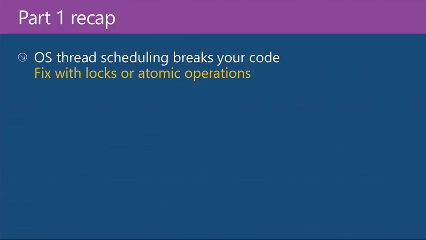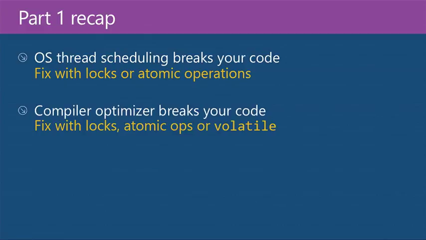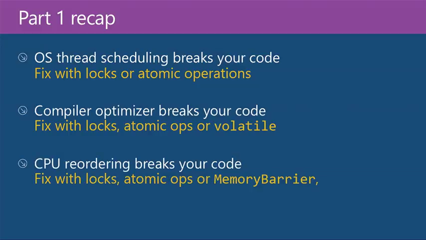So, into part one. We've got operating system is going to break your code by running your threads randomly. Fix it with locks, and you may also be able to use atomic operations. Compiler is also going to break your code by optimizing it. Fix it with locks. Atomic operations will fix it as well. The compiler will back off when it sees these things, and volatile as well. And finally, even if we write our code perfectly, CPU is going to run it in the wrong order. So fix it with locks, atomics, or at the lowest level, a memory barrier.